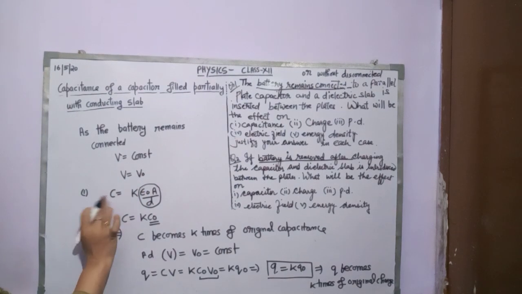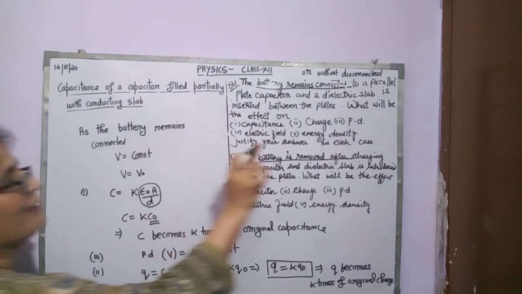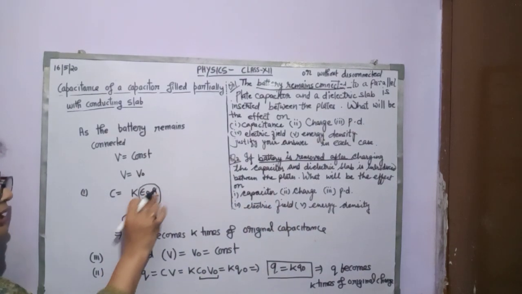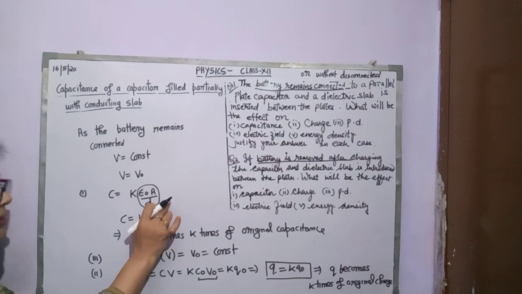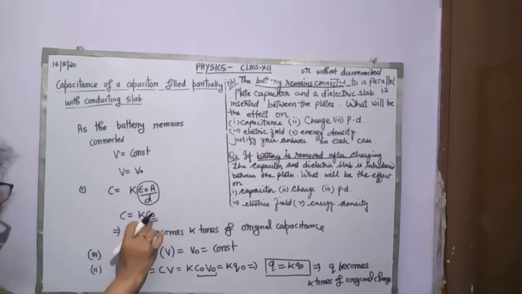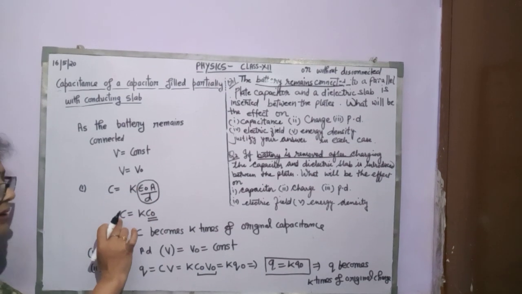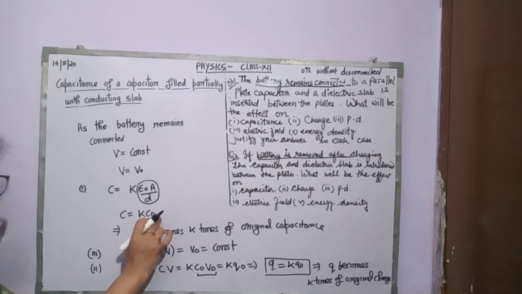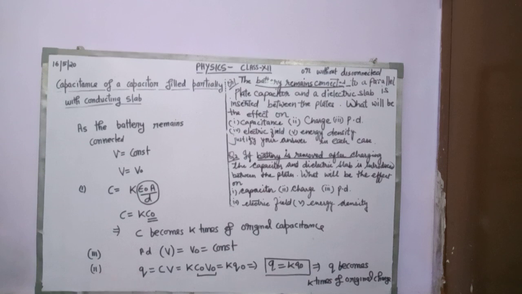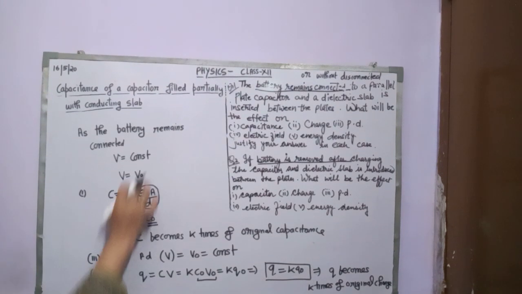Now what about C? Capacitance when the dielectric slab is inserted is equal to K epsilon naught A upon D. We had derived this formula previously. What is its value? Epsilon naught A upon D. This is equal to C naught. This implies that C becomes K times the original capacitance, because the value of K is always greater than 1. Now the third one we have derived already.